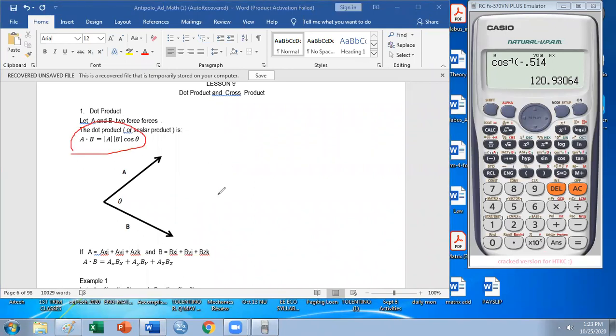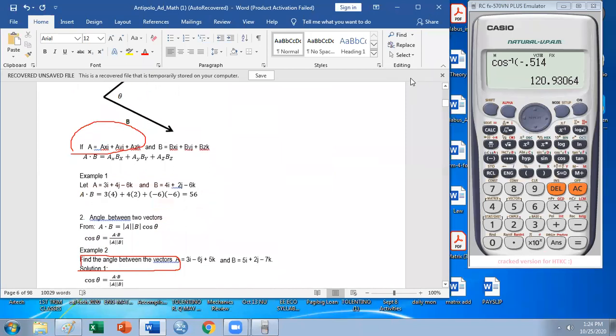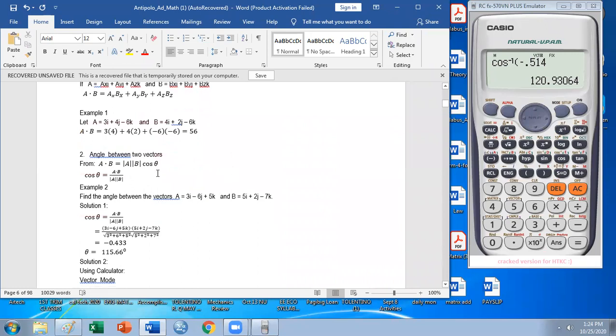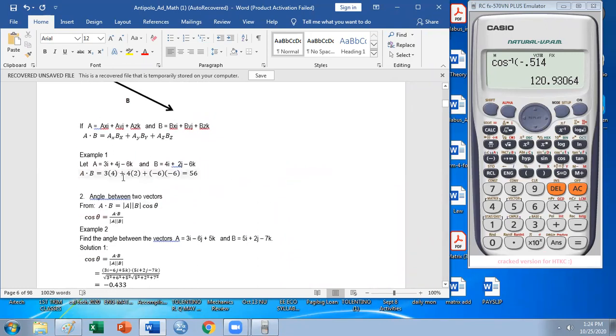Now look at the definition also. This is a derived formula. We just compute the components, AX, BX, AY, BY, and AZ, BZ. So look at how it is done. Okay, find the dot product first. Find the dot product of A and B. Look at this, A dot B.